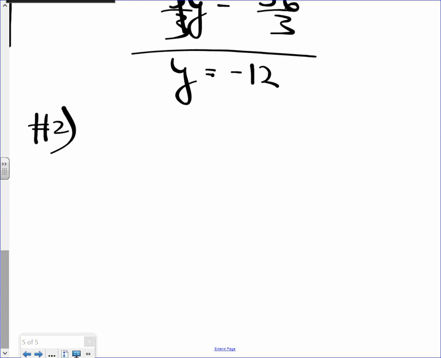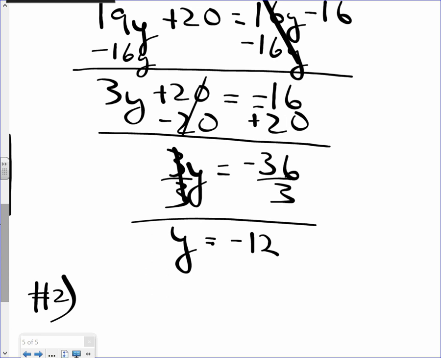What language is that? Wait, what was the answer? Go back up. Sure. Y equals negative 12. Stay with me for number 2 now.